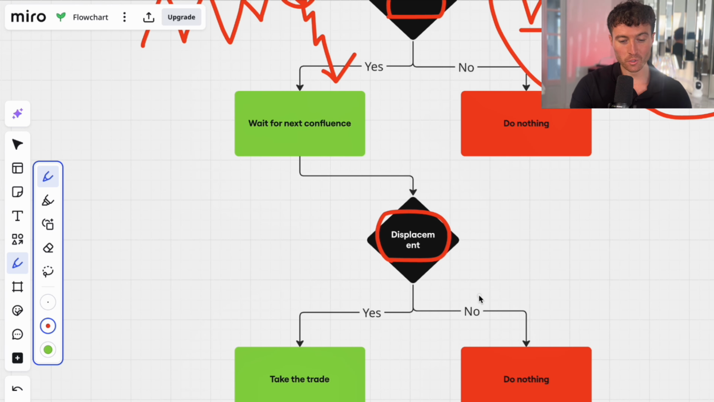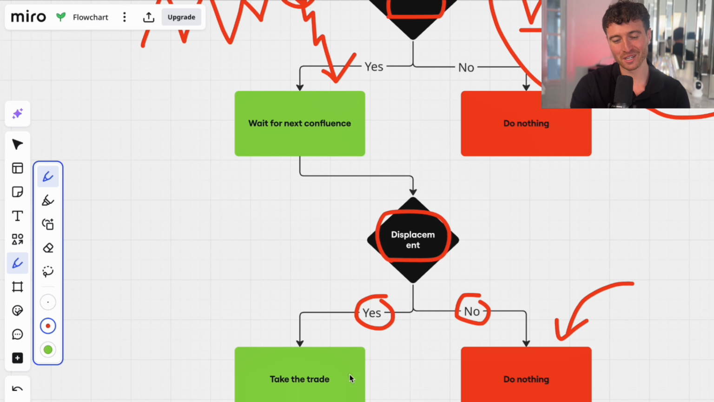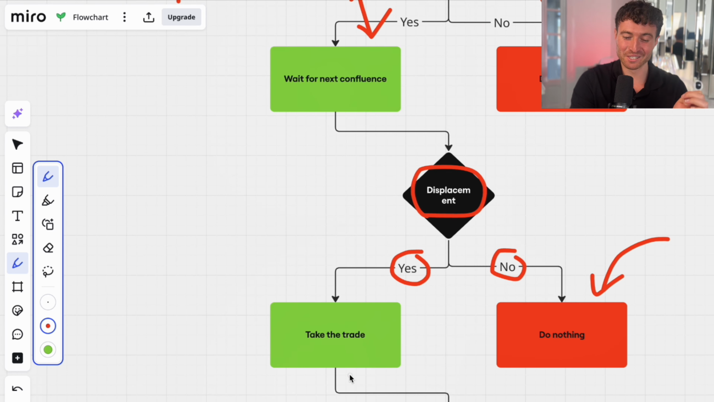So again, no displacement? Guess what? We've got no trade right here. If we see displacement in the market, i.e. from a 15-minute bullish close, or if you're very degenerate, you can drop down to the 1 minute or 2 minute. And then guess what, guys? You take the trade without any hesitation.